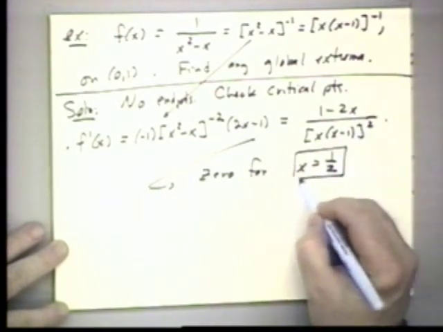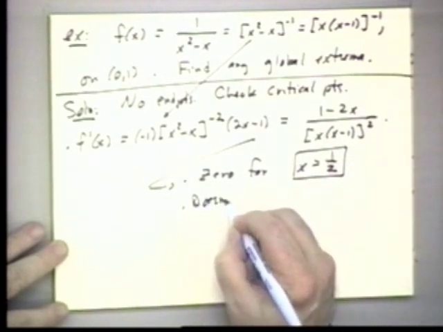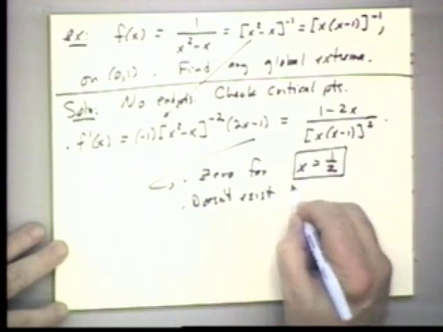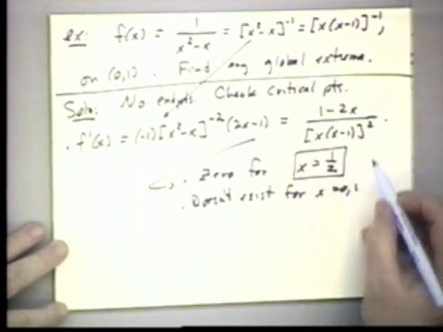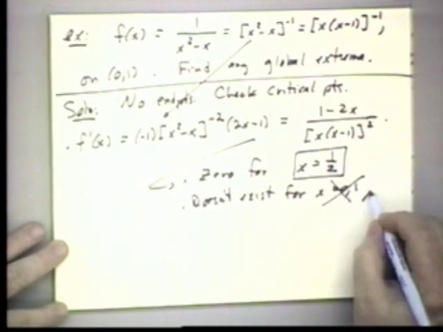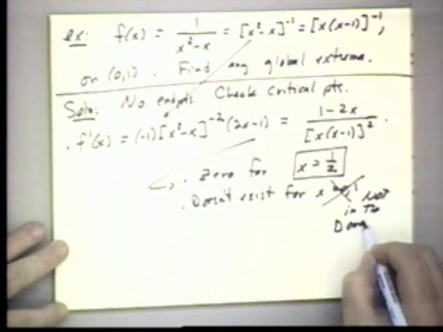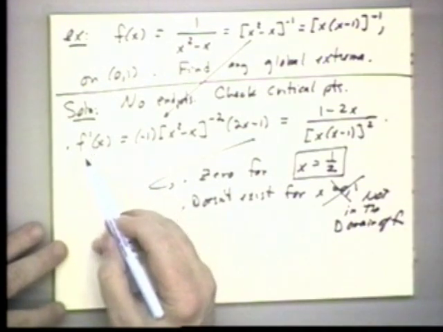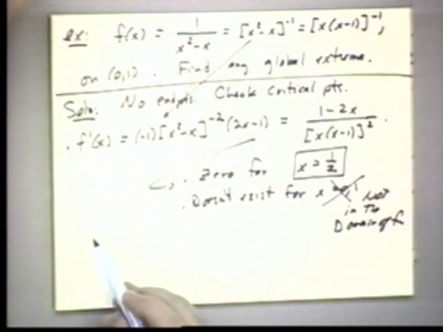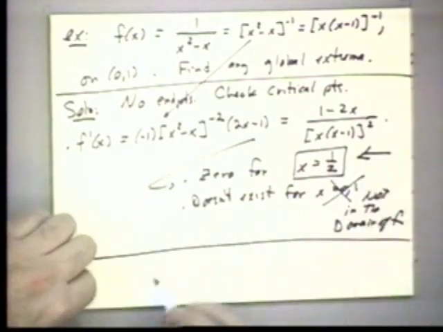That's easy to check. And realize, of course, that it doesn't exist for x equals 0 or 1. Those would be where the denominator is 0. But we don't have to worry about these. These are not in the domain of the function f, so they're certainly not going to be in the domain of a derived function from f. So we have just this one critical point.